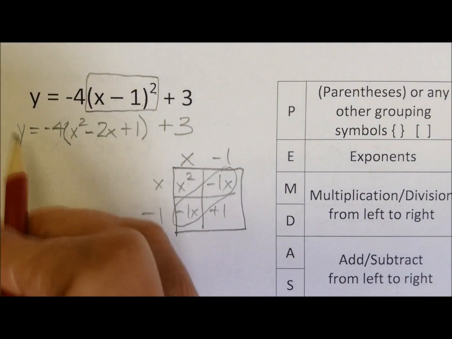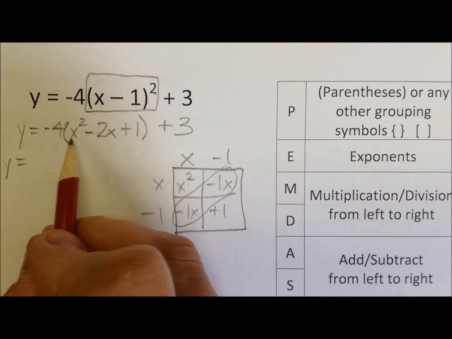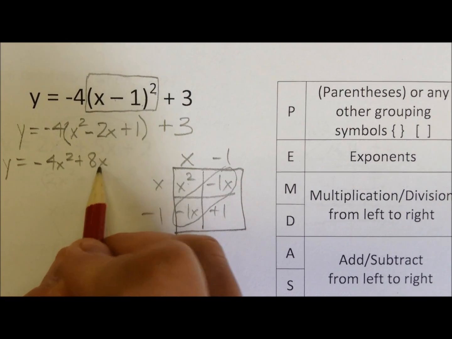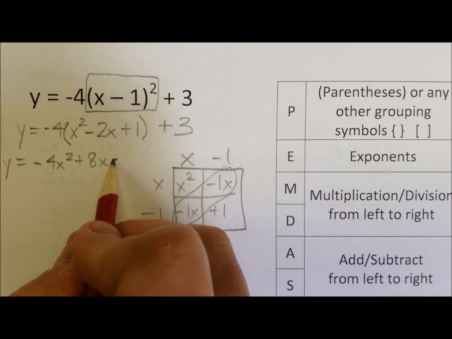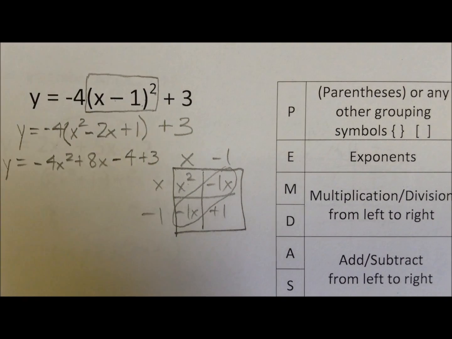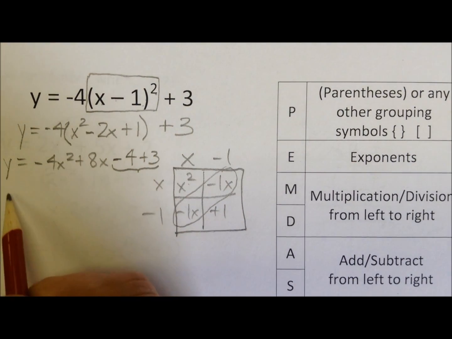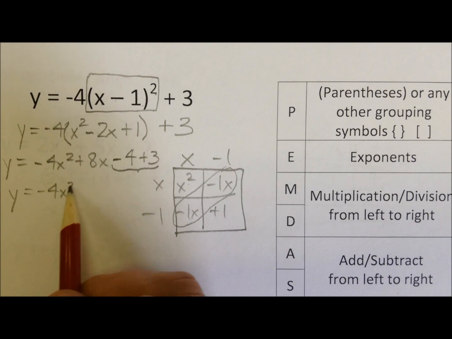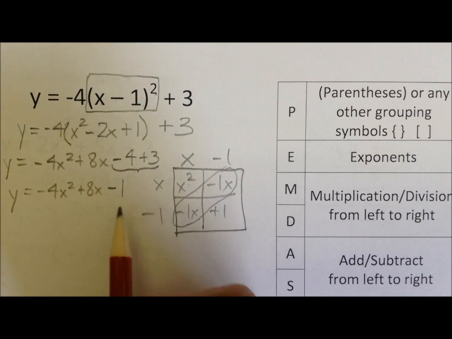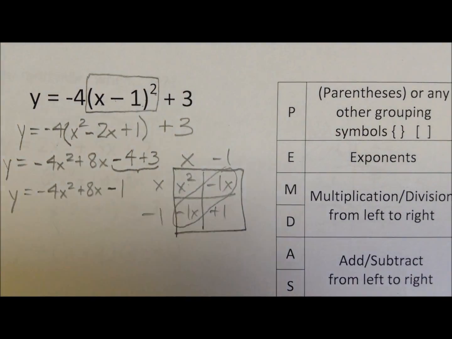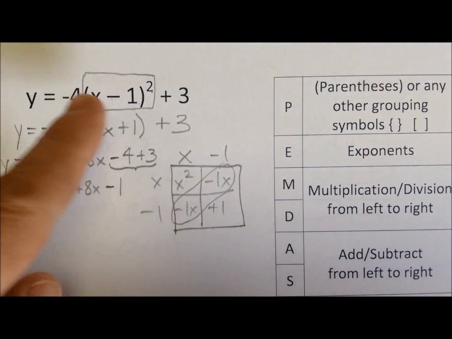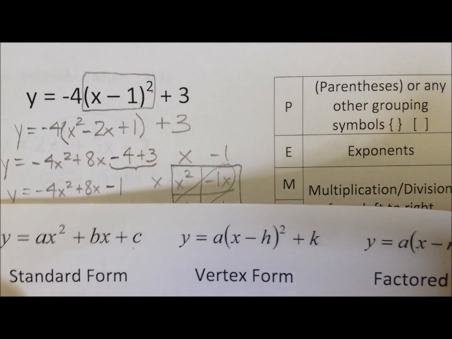That's the distribution. So I'm going to multiply everything of this trinomial times a -4. Negative times a negative is a positive 8x, and a -4 times a positive 1 is a -4. And then I can tack on my plus 3. And now the only things that are like terms are these two guys right here. And a -4 plus 3 is going to be a -1. So what have we done? Once again, we've taken something that is in vertex form. We followed our PEMDAS, and now we have something that's in standard form.